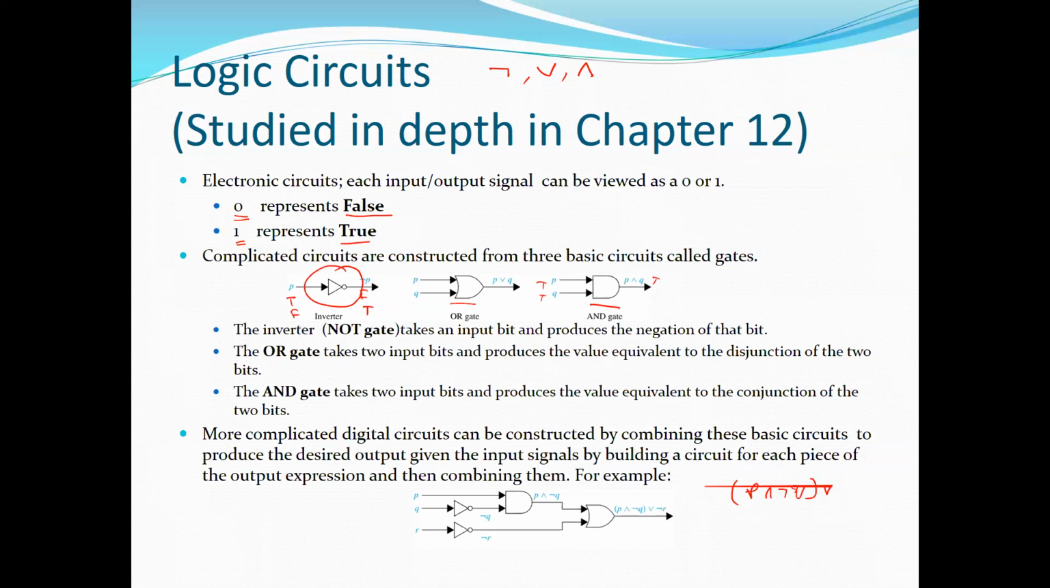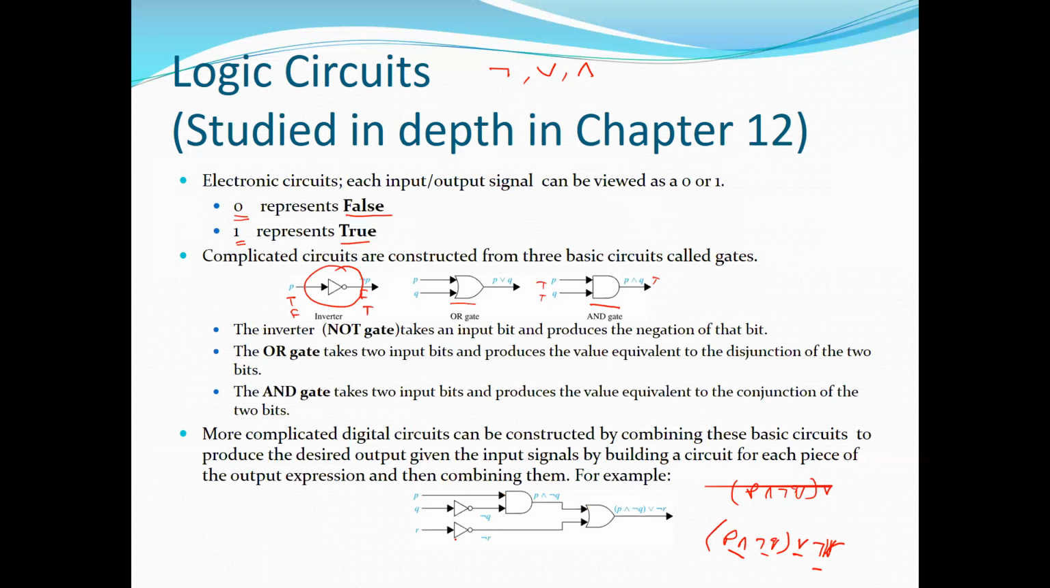Anyways, let me write it again. P and not Q or negative R, right? Negative R. So we can implement it with the help of one AND gate, two negation gates, and one OR gate. So that's what we have.